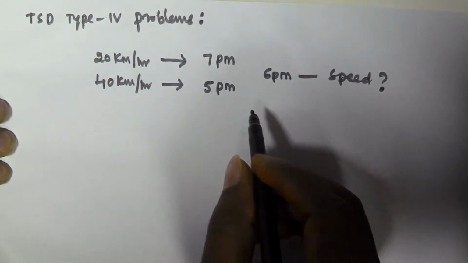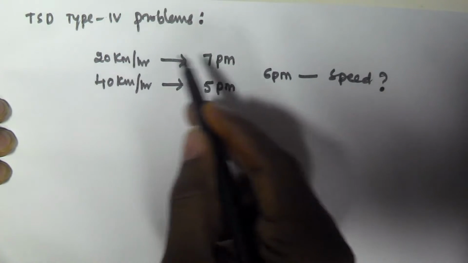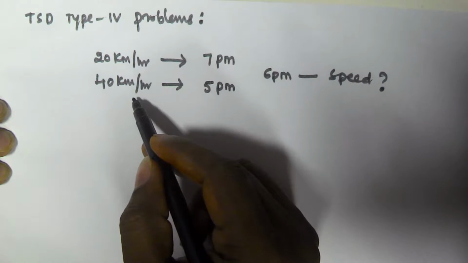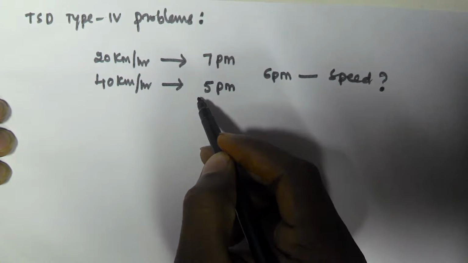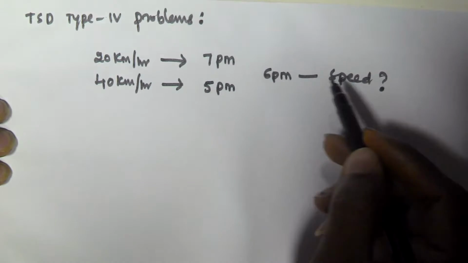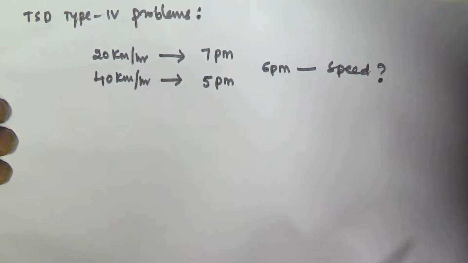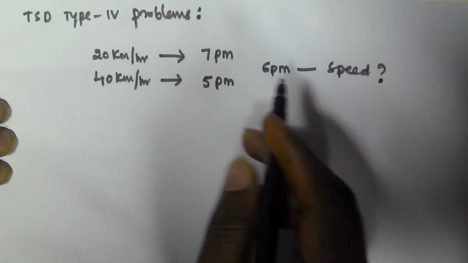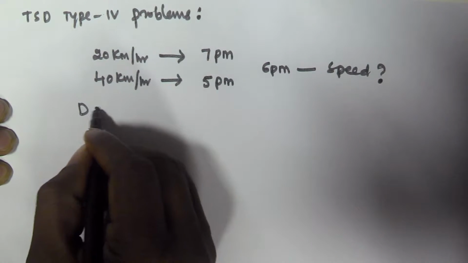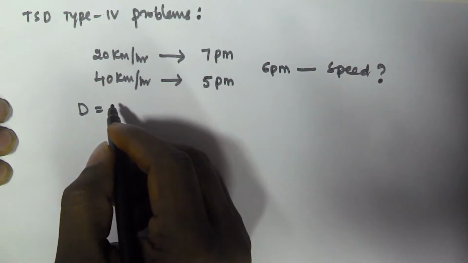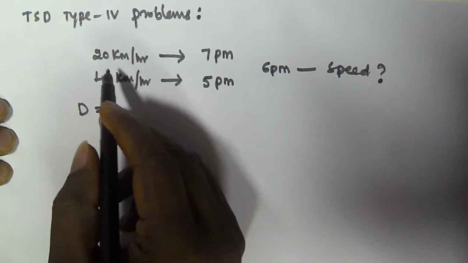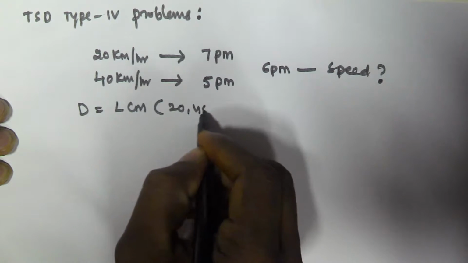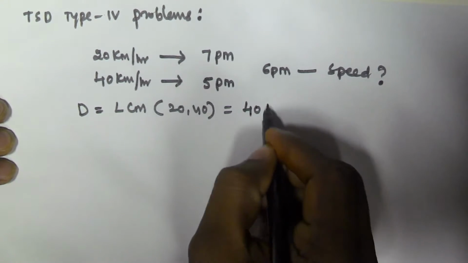So on the first day he traveled with 20 kilometers per hour and reached office at 7 p.m. And the second day he traveled with 40 kilometers per hour from home and reached office at 5 p.m. So to reach office at 6 p.m., what should be his speed? In both the days he is traveling from home to office, so in both the cases the distance is constant. As it is a constant, I can take any value, but I am taking the LCM of both the speeds. So distance is equal to LCM of 20 comma 40, which is going to be 40 kilometers.